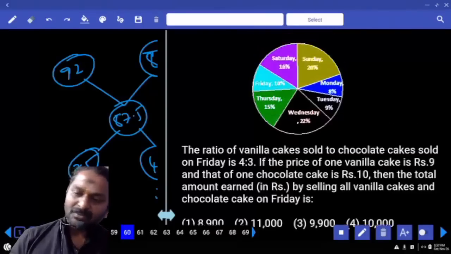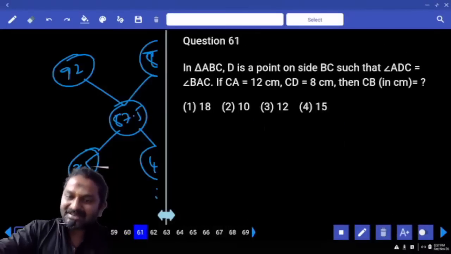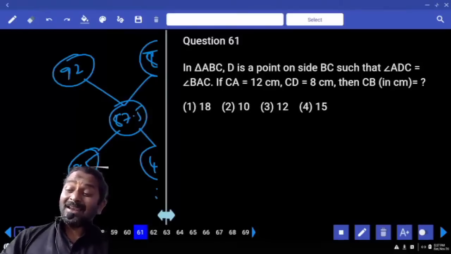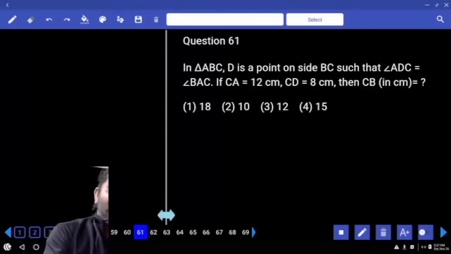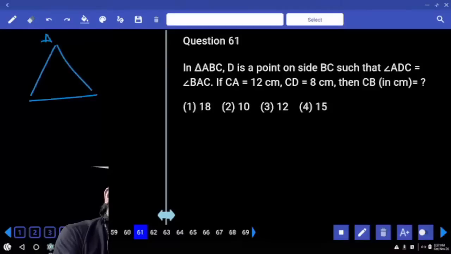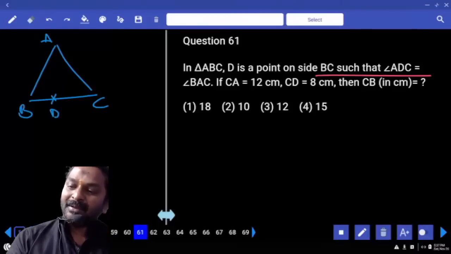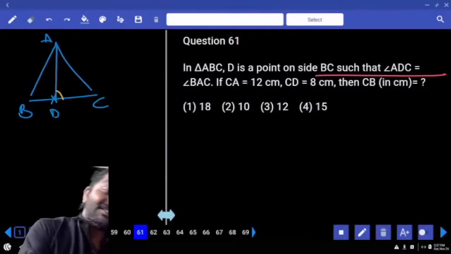Okay. If not tried, try this now. In triangle ABC, D is a point on the side BC such that angle ADC is equal to angle BAC. If CA is equal to 12 centimeters, CD is equal to 8 centimeters, CB is equal to... okay, in a triangle ABC, D is a point. They did not say midpoint. That's just a point on the side. Angle ADC is equal to angle BAC.